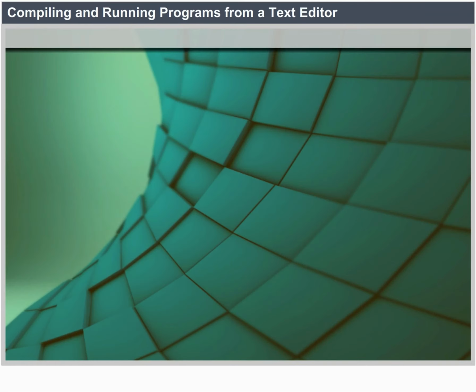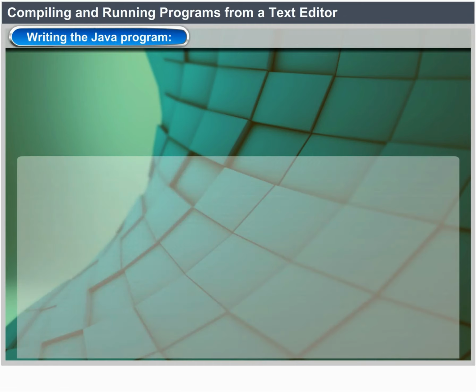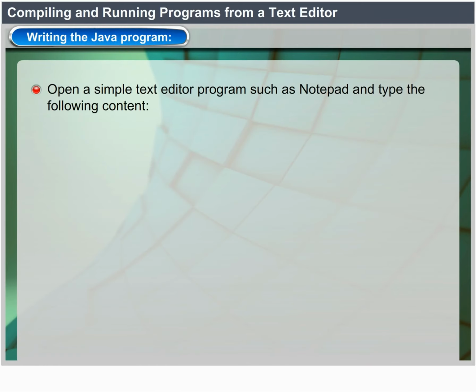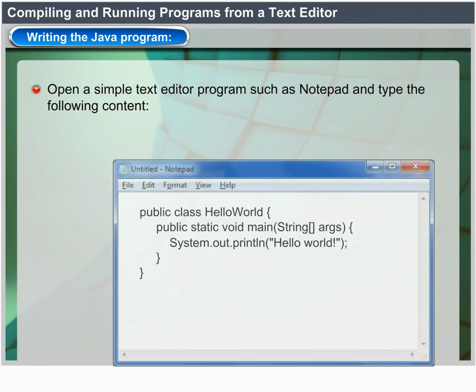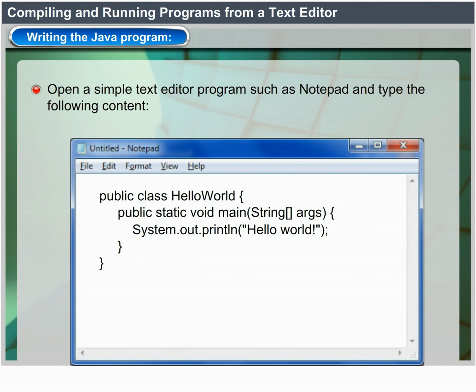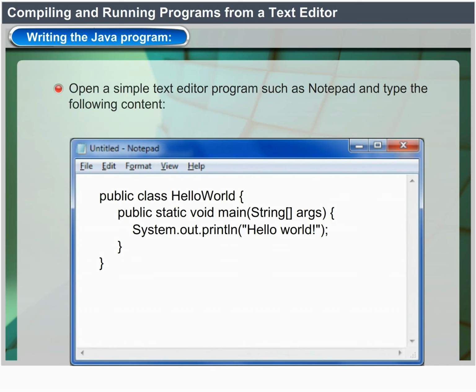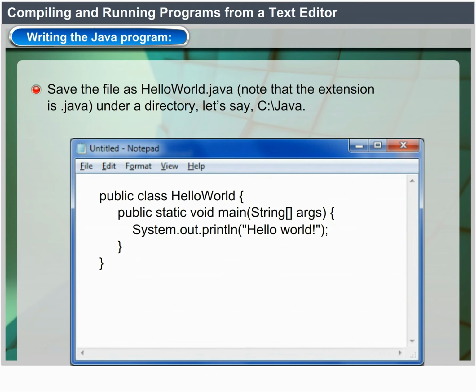Compiling and running programs from a text editor. Writing the Java program. Open a simple text editor program such as Notepad and type the following content. public class HelloWorld { public static void main(String[] args) { System.out.println("Hello World"); } } Save the file as HelloWorld.java. Note that the extension is .java, under a directory, let's say C:\java.